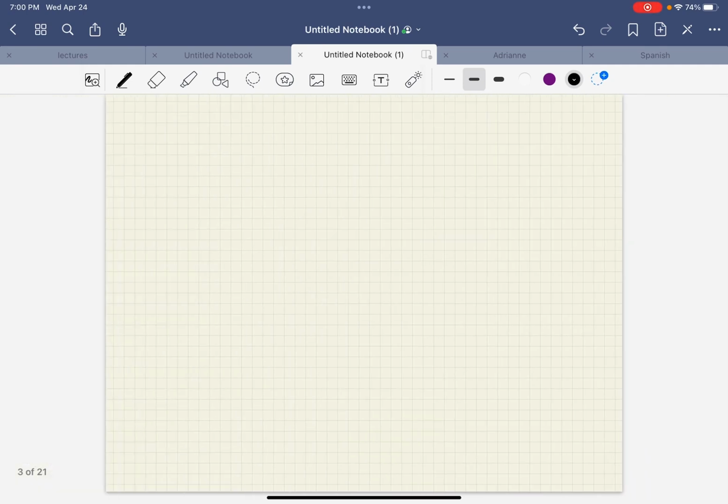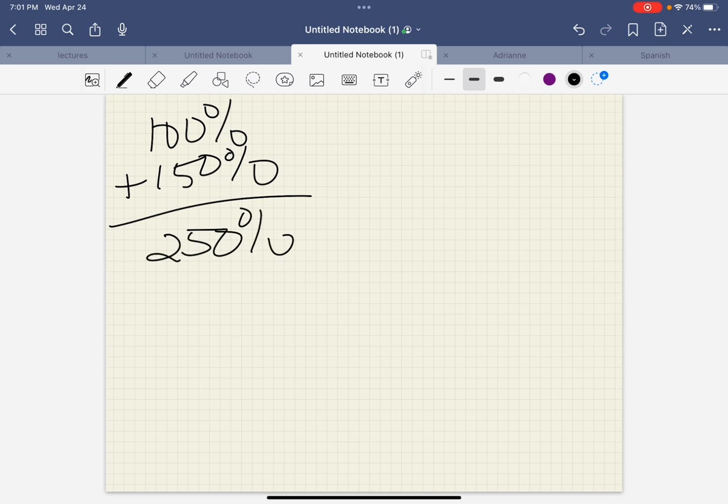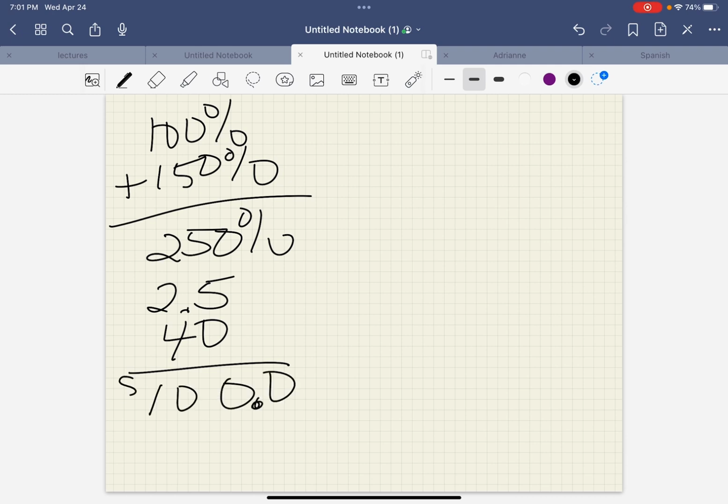Another way you can do it is if it's an increase of 150%. The dress was already 100% of itself, wasn't it? The $40 is 100% of $40. So if you increase 100% by 150%, you now have what percent? 100 plus 150 is now 250%. So if we take 2.5 of the original price, let's see what happens. We get $100 in one step.